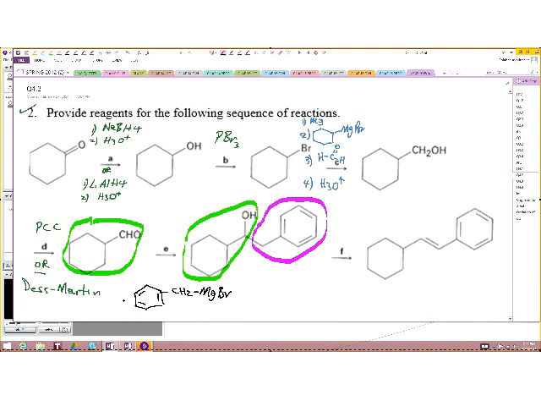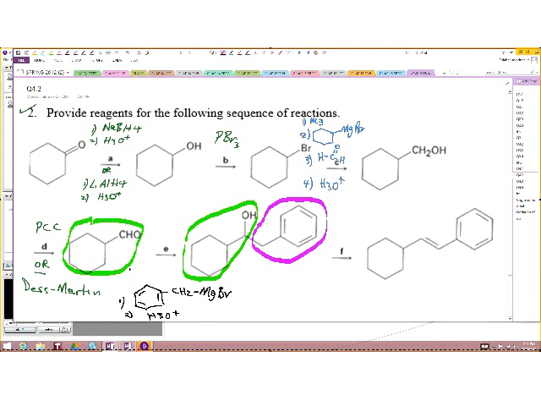Okay, you use that Grignard, step 1. And then step 2, you add your hydronium ion. Okay? And that is what you need for E. Okay. See that?